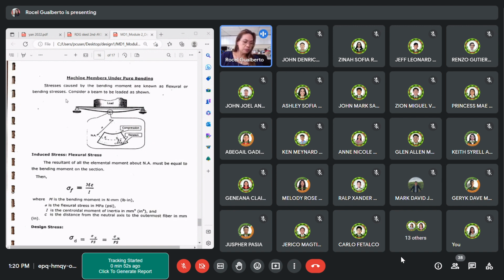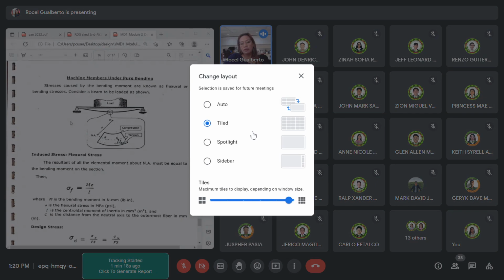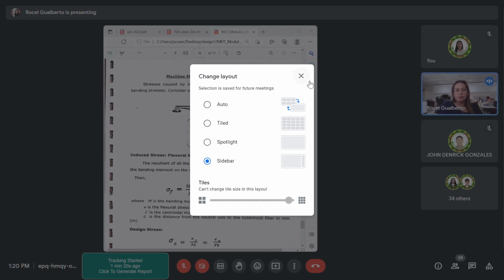And this long column experiences pure bending. So you will be deciding that based on this principle, on that machine member under pure bending. So pure bending, this is commonly seen on beams. So we define beams as long straight members which carry loads perpendicular to their axis.